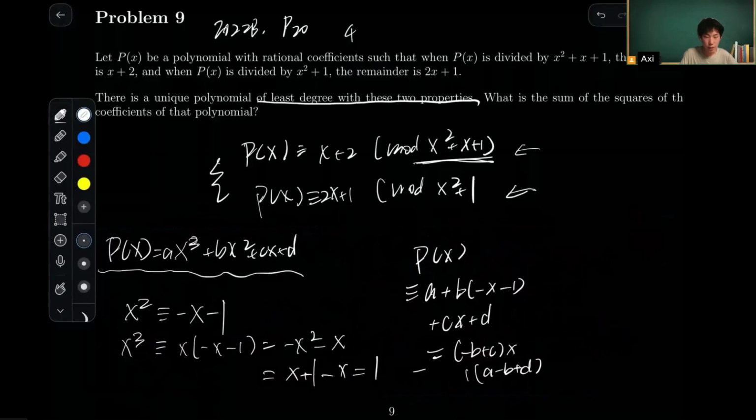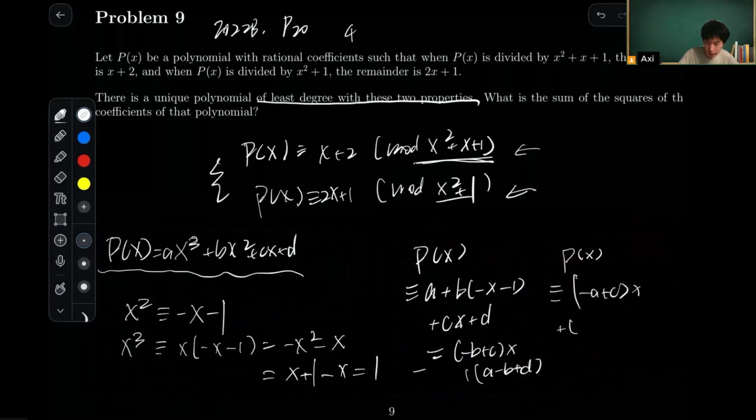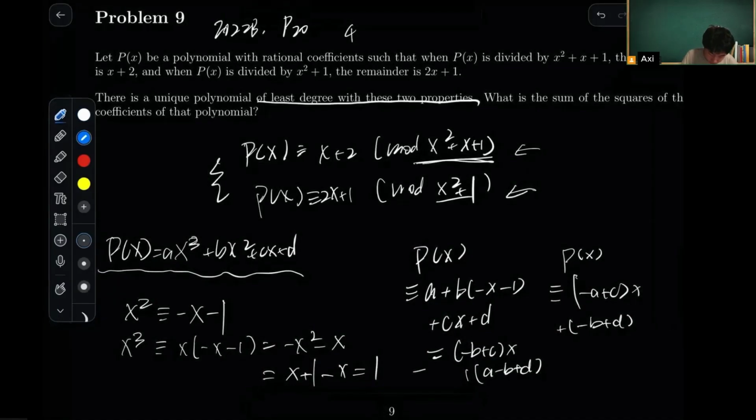We can go by the same path of analysis to obtain p of x under modulus x squared plus 1, which is equivalent to, we can't say equal, this. And again, we reduced the degree of p of x. So equating the coefficients, we know that negative b plus c is equal to 1 because here it is 1, here it is 2 because there it is 2, here it is 2 because there it is 2, and this is 1 because this is 1.